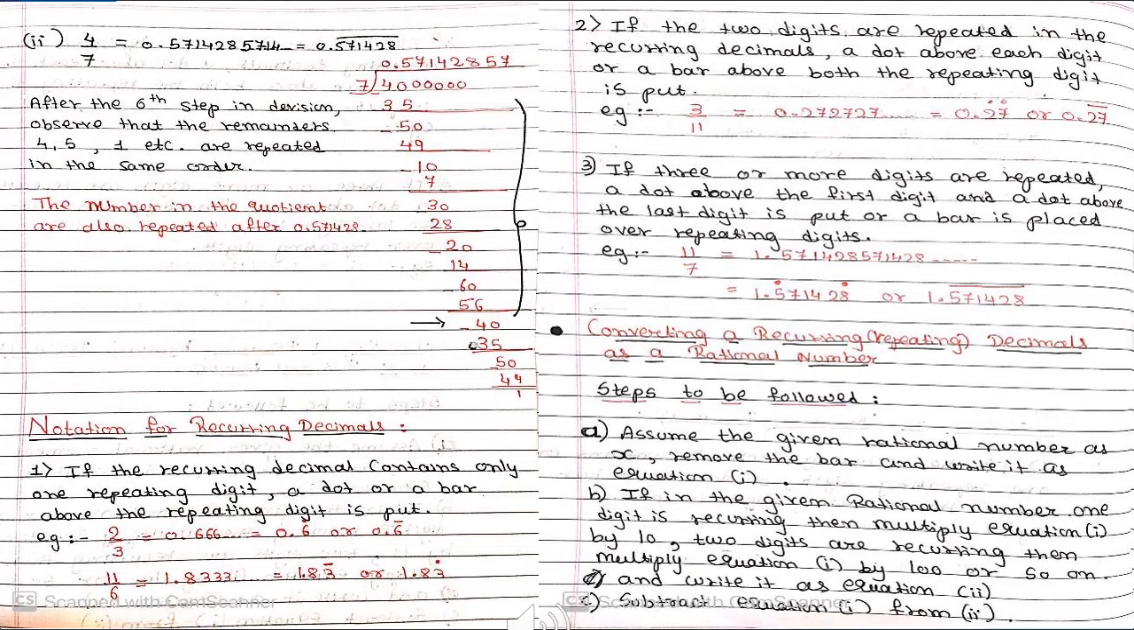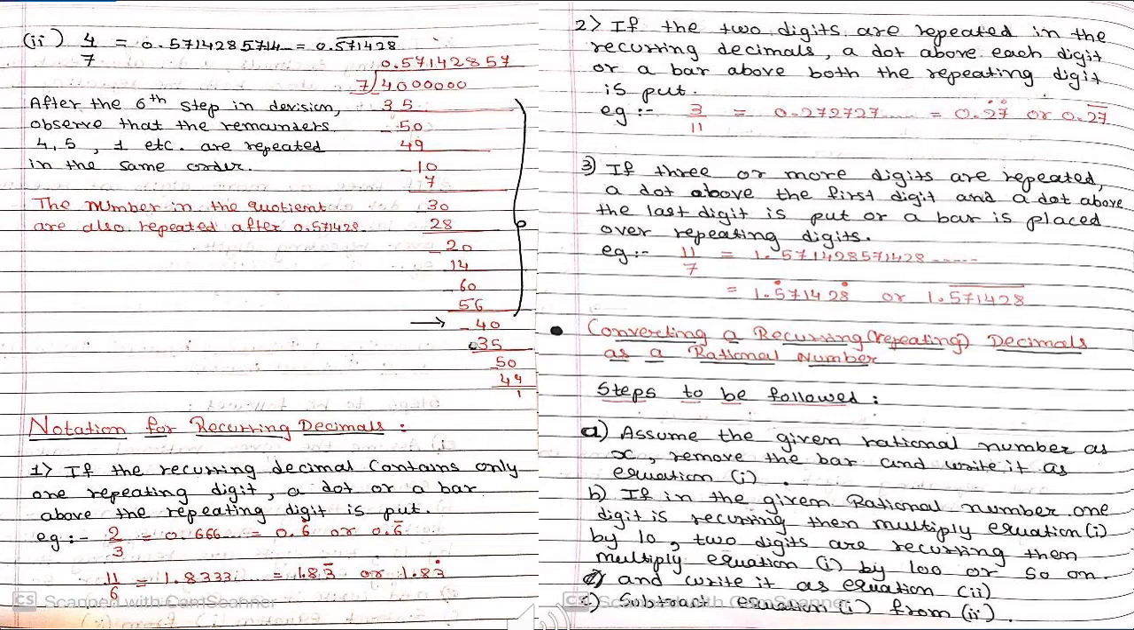The second point says, if 2 digits are repeated in the recurring decimal, a dot above each digit or a bar above both the repeating digits is put. You can see the example. 3 upon 11 can be written as 0.2727.